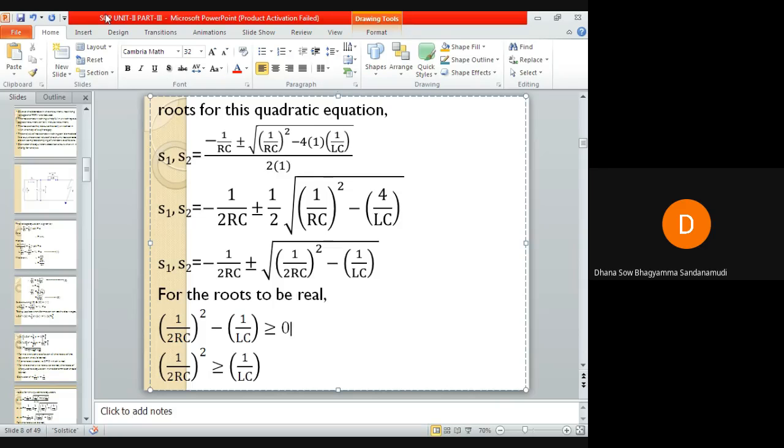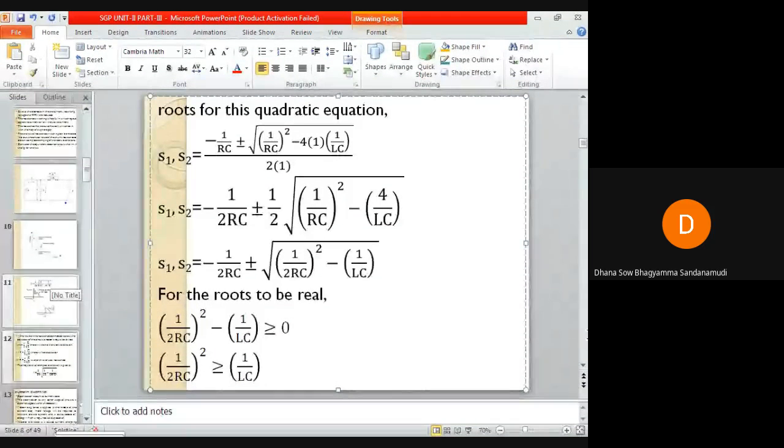I will complete this, only 2 more steps are there. After that you can write it down. Where am I?